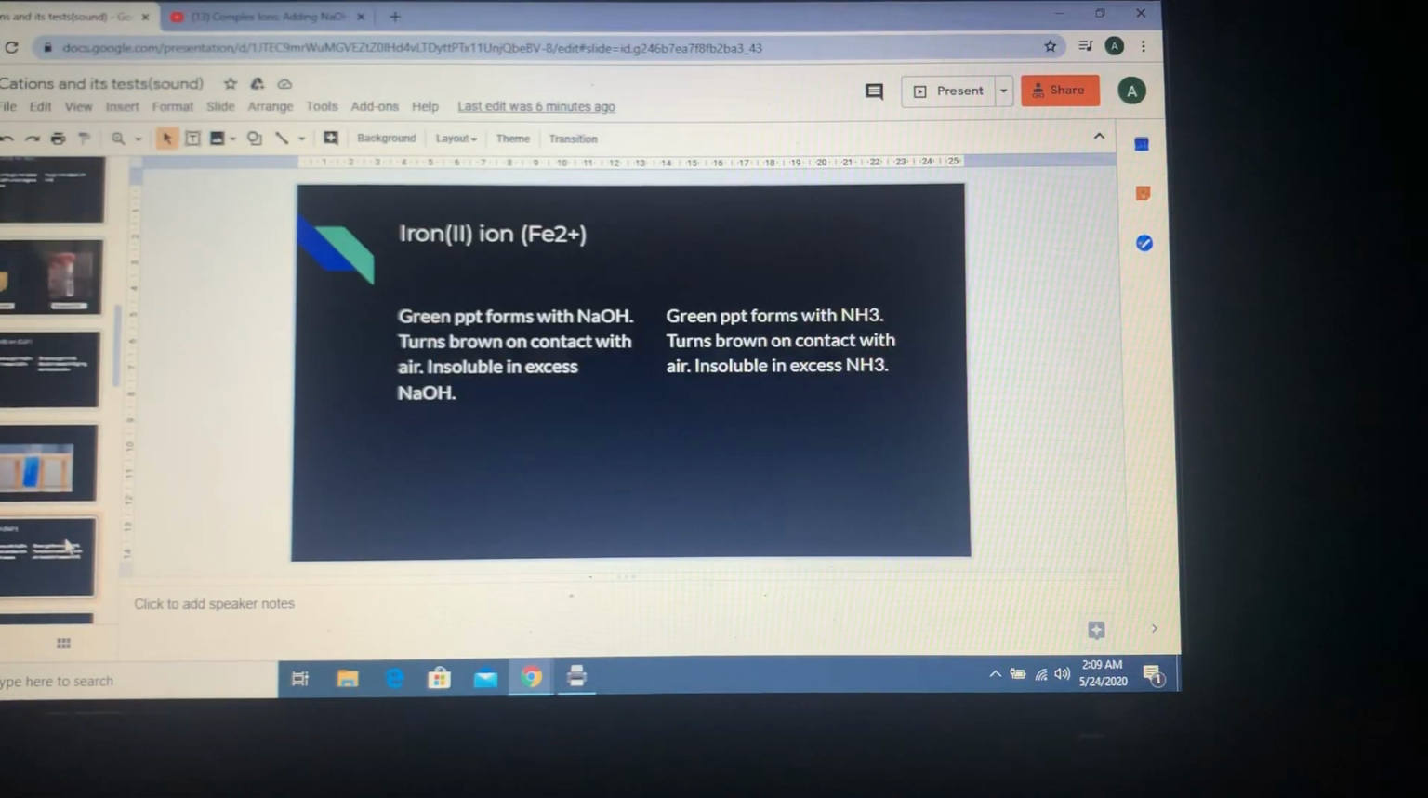Moving on to the next cation, iron 2 plus. To identify iron 2 plus, when you add aqueous NaOH to the solution containing Fe2+, a green PPT will be formed and will turn brown on contact with air. And the green PPT will not dissolve in excess NaOH. When adding aqueous ammonia, the green PPT will also be formed, with a similar result. It turns brown on contact with air, and the green PPT will not dissolve in excess ammonia.